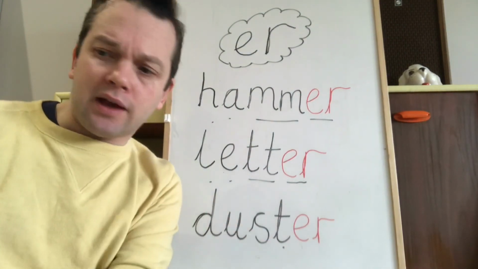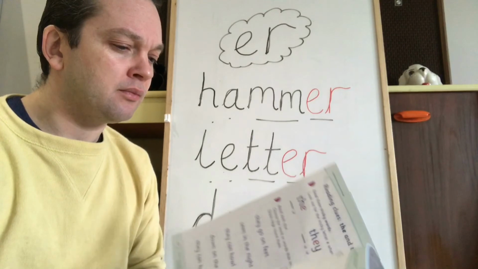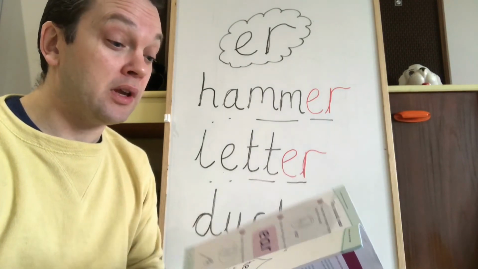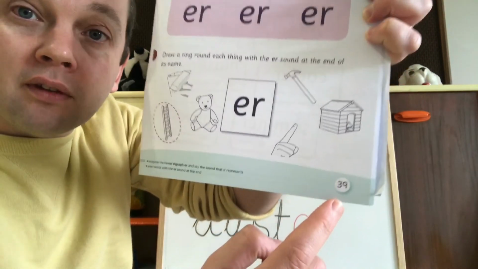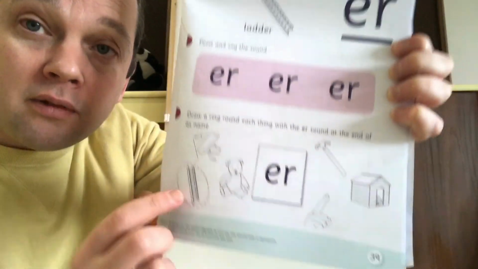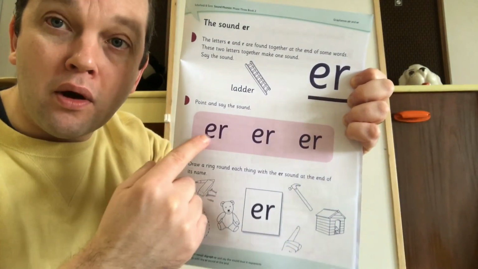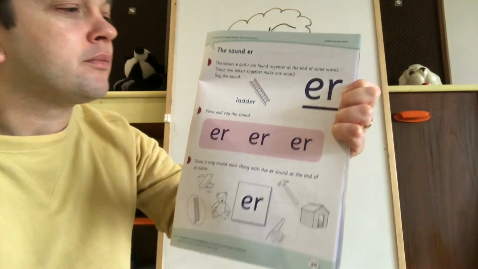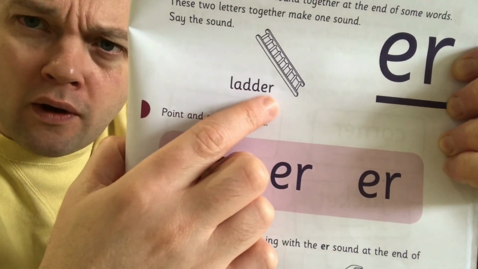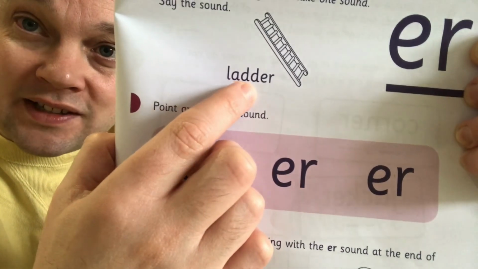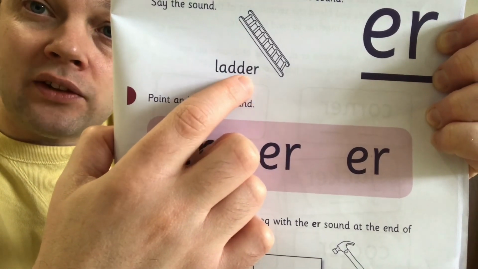When you have finished that, we've got a couple of pages in our Sound Phonics book. This is Sound Phonics, Phase 3, Book 2. And it is page number 39, so that's a 3 and then a 9 at the bottom. And we're going to say the sound. Let's have a look at this word here. Look at the two letter D's there making the sound D. That's because they come before the letters E and R.